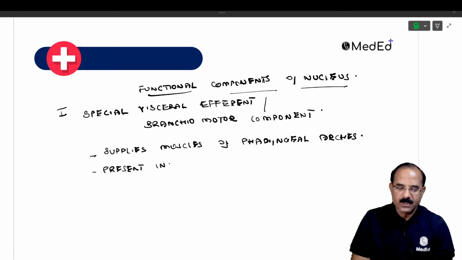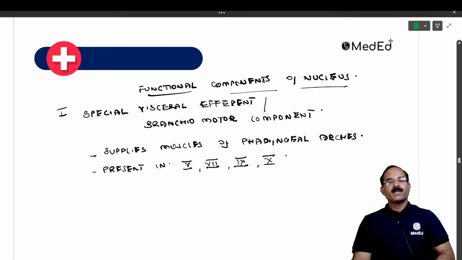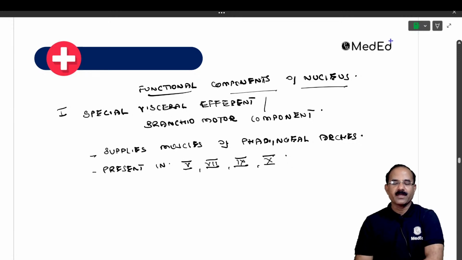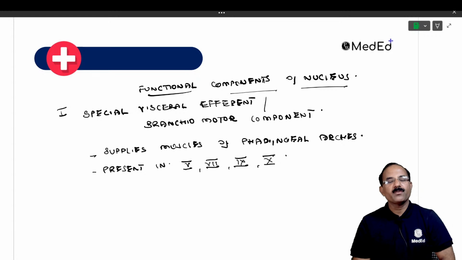Which is the nerve of the first arch? Fifth nerve. Second arch? Seventh nerve. Third arch? Glossopharyngeal nerve. Fourth arch? Vagus nerve. It is not secretomotor. It is branchiomotor. Branchiomotor component.